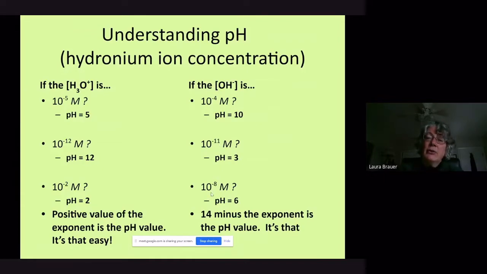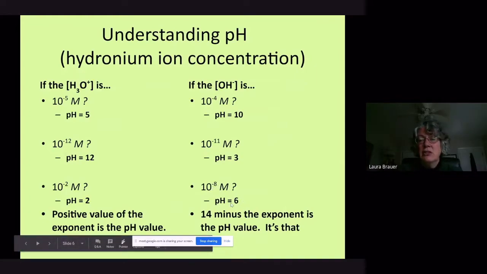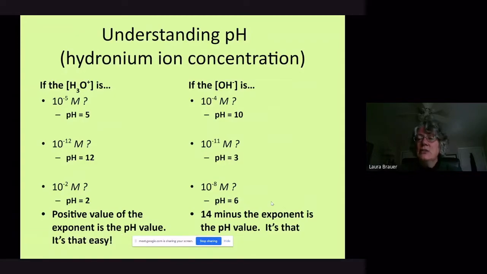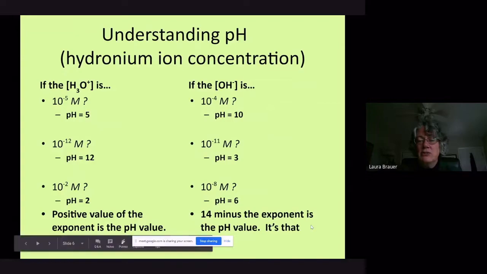If I have a hydroxide concentration to the negative 8th, 14 minus 8 gives me a pH of 6. It's as easy as you take 14 minus the exponent of the hydroxide, the OH minus value, and that's going to give me the pH.